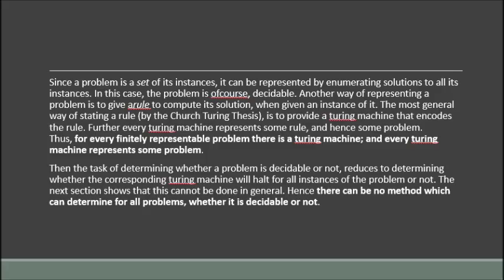Another way of representing a problem is to give a rule to compute its solution when given an instance of it. The most general way of stating a rule is to provide a Turing machine that encodes the rule. Further, every Turing machine represents some rule and hence some problem. Thus, for every finitely representable problem, there is a Turing machine, and every Turing machine represents some problem. Then the task of determining whether a problem is decidable or not reduces to determining whether the corresponding Turing machine will halt for all instances of the problem or not. The next section shows that this cannot be done in general. Hence, there can be no method which can determine for all problems whether they are decidable or not.